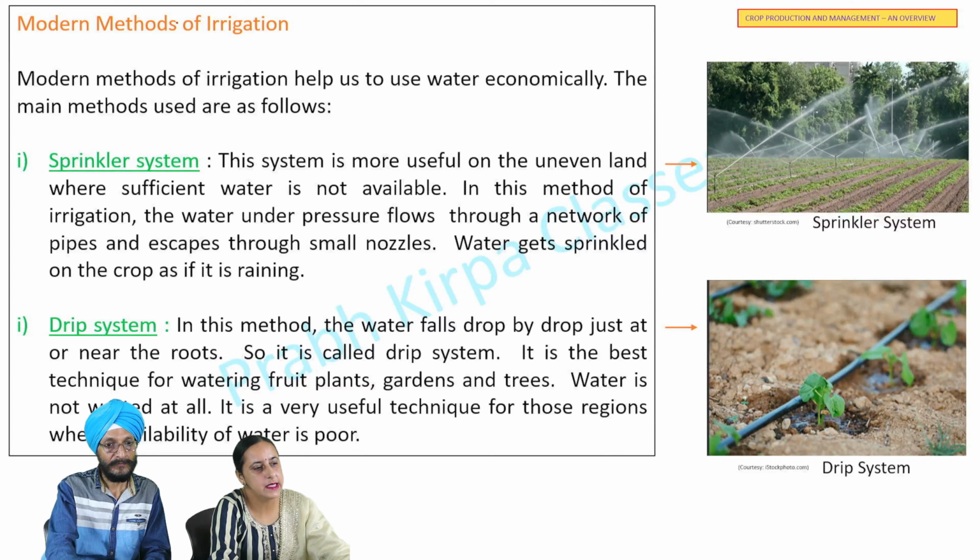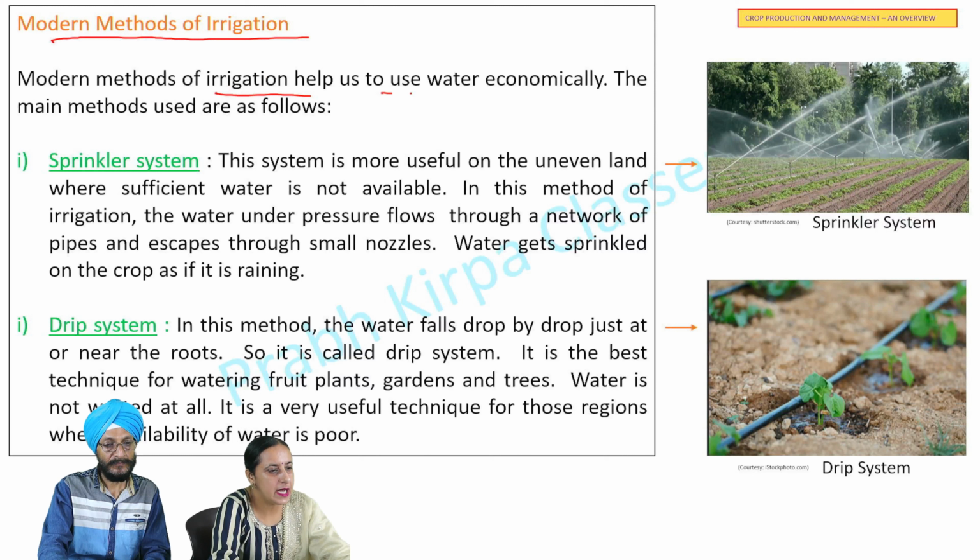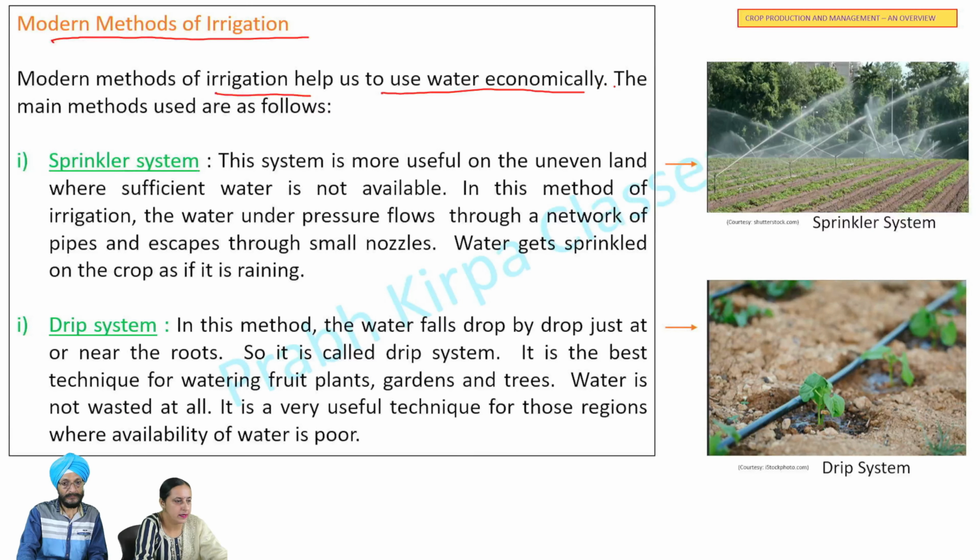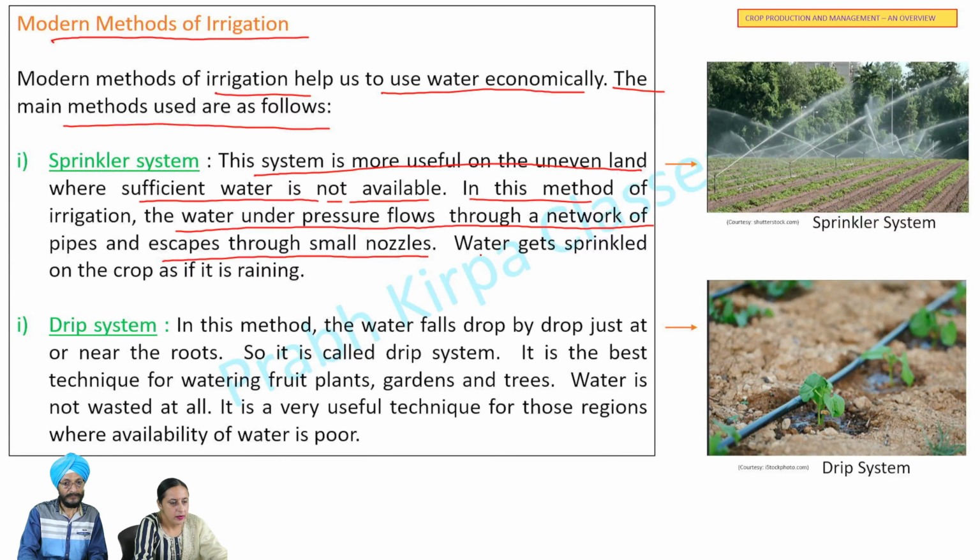Now, we will study modern methods of irrigation. Modern methods of irrigation help us to use water economically. The main methods used are as follows. First is the sprinkler system. This system is more useful on uneven land where sufficient water is not available. In this method of irrigation, the water under pressure flows through a network of pipes and escapes through small nozzles. Water gets sprinkled on the crop as if it is raining.